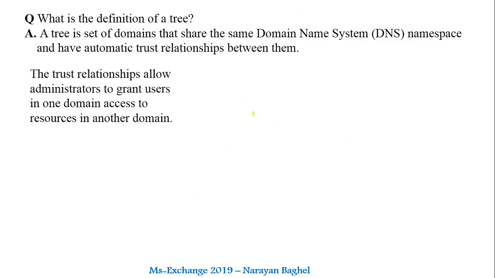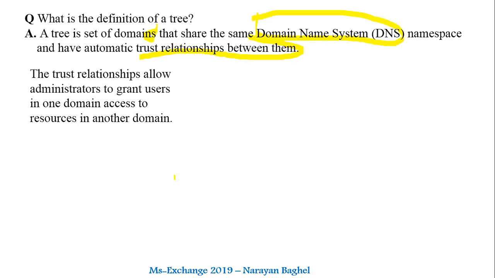Next question, what is a tree? So guys, a tree is a set of domains. Focus on the domains that share the same Domain Name System, DNS, namespace. So it will be more than one domain, and those domains will share the same DNS namespace and have an automatic trust relationship between them. And why is this trust relationship required? It is required so that one domain can access resources from another domain.